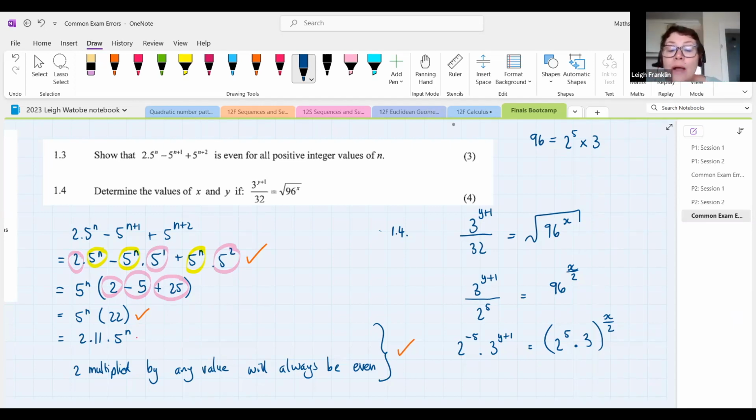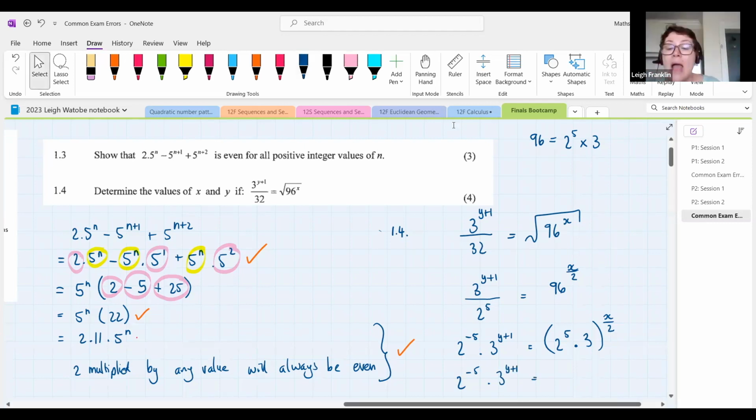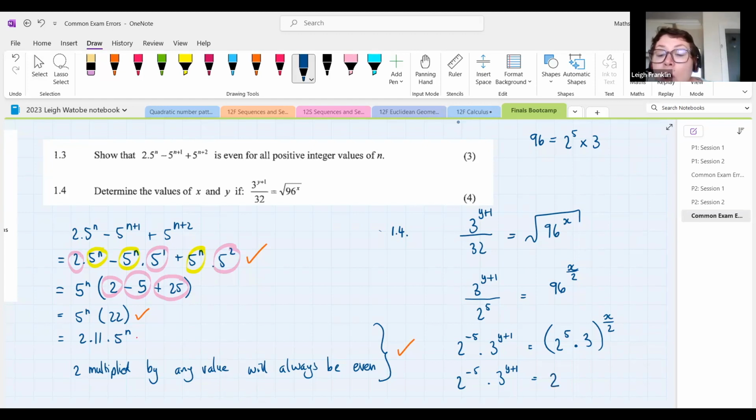All right, now on the left, we're going to leave our 2 to the minus 5 times 3 to the y plus 1 until we're ready to work with that. And now on the right-hand side, when we raise a power to a power, we multiply our exponents. So you've got 5 times x over 2. That's going to give you 2 to the power of 5x over 2. So your exponent is a fraction. And now we've got 3 to the power of an invisible 1, and that is also to the power of x over 2.